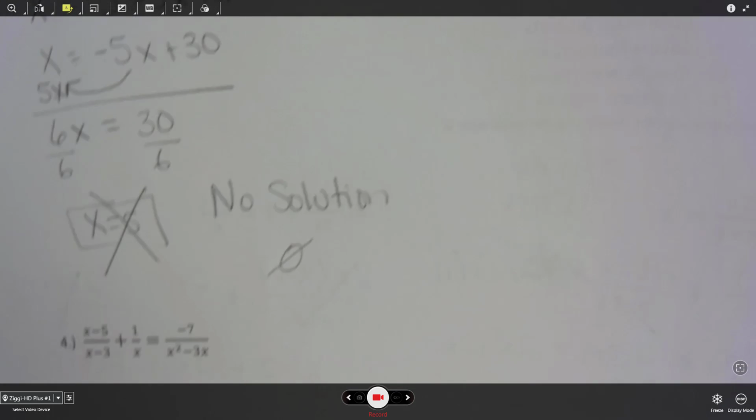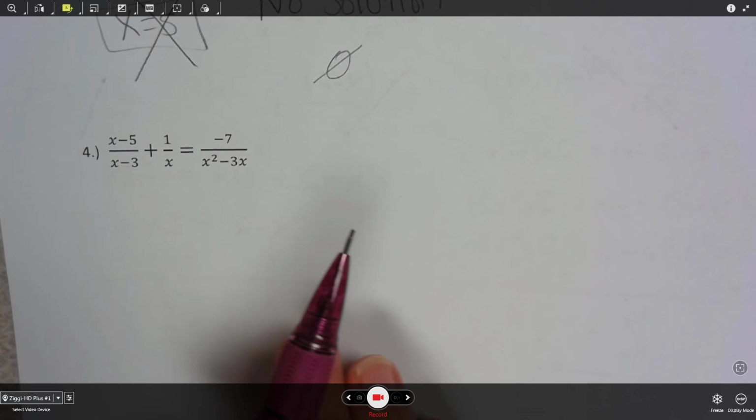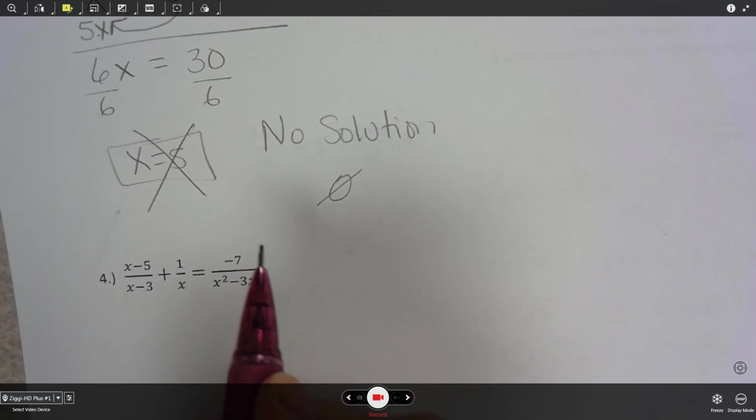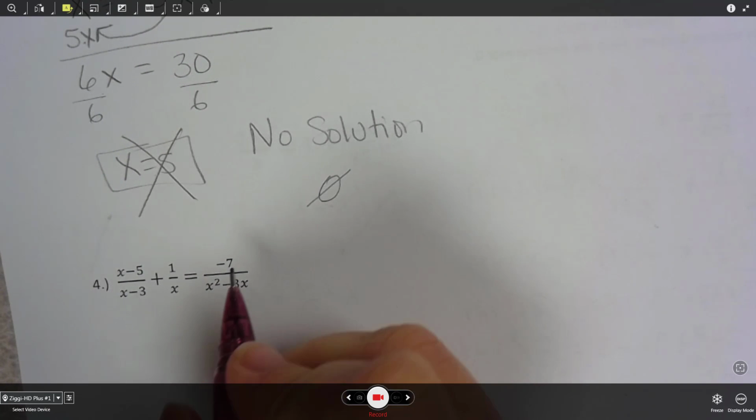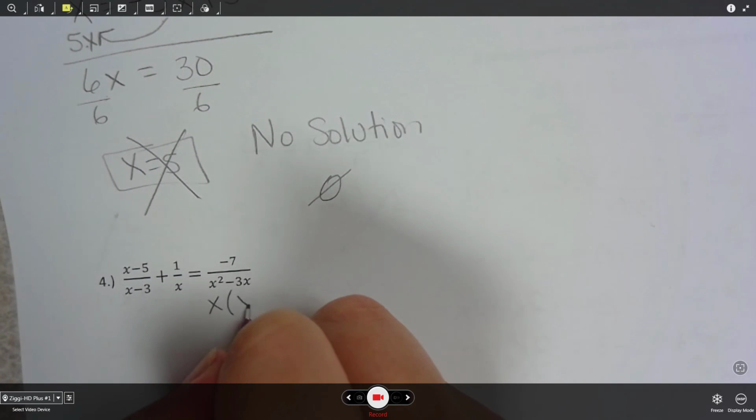All right, let's look at the next one, number 4. All right, I'm going to look through all my denominators. This I can't factor, this I can't factor, but x squared minus 3x has a GCF of x. So I'm going to factor out that x.